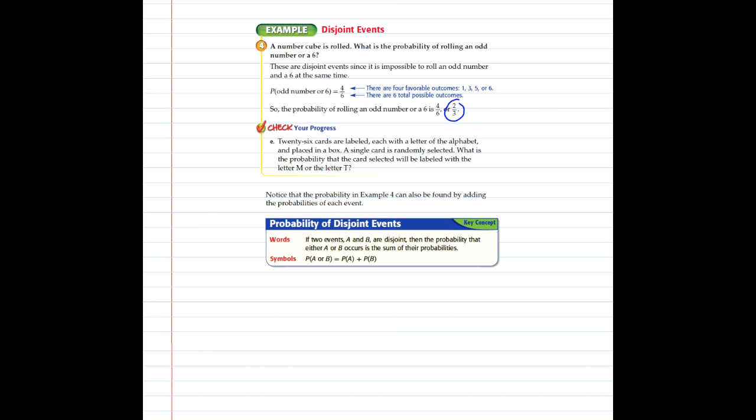26 cards are labeled, each with a letter of the alphabet, and placed in a box. A single card is randomly selected. What is the probability that the card selected will be labeled with the letter M or the letter T? Well, the probability of the first event is 1 out of 26. The probability of the second event is 1 out of 26. We add the 2 together, we get 2 out of 26, which is 1 in 13. Notice that the probability for example 4 can also be found by adding the probabilities of each event, which is what we did here.